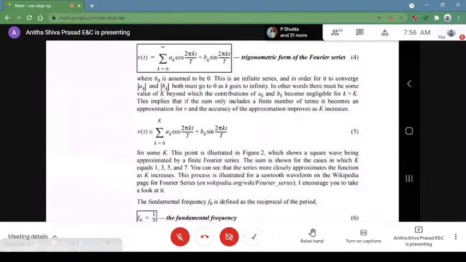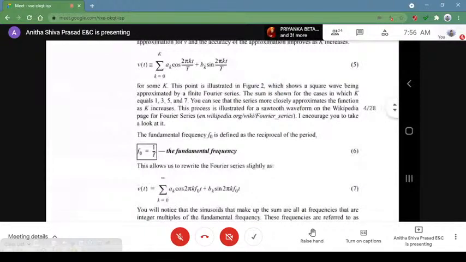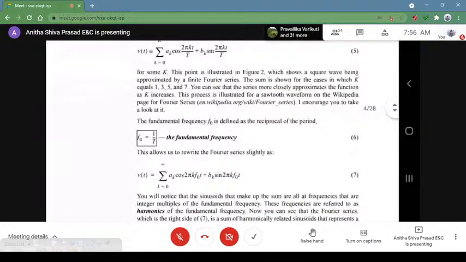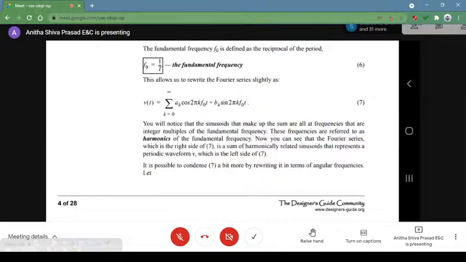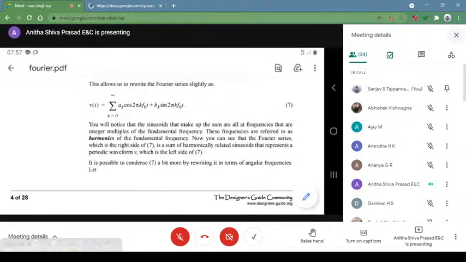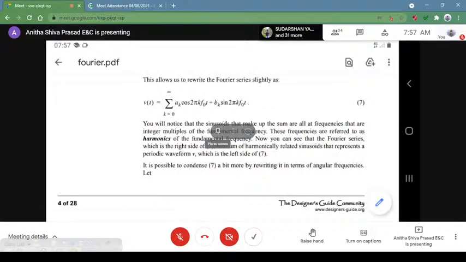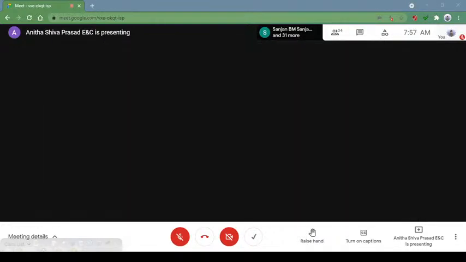Then what is the fundamental frequency? It is the reciprocal of the time period, so f naught equals 1 by T. So the Fourier series is expressed as the sum from 0 to infinity of ak cos 2 pi k f naught t plus bk sin 2 pi k f naught t. This f naught is the fundamental frequency. If this fundamental frequency is multiplied by some constant, then that frequency is called a harmonic of the fundamental frequency. You have already studied this in communication, which is called the fundamental and harmonics of the fundamental frequency.